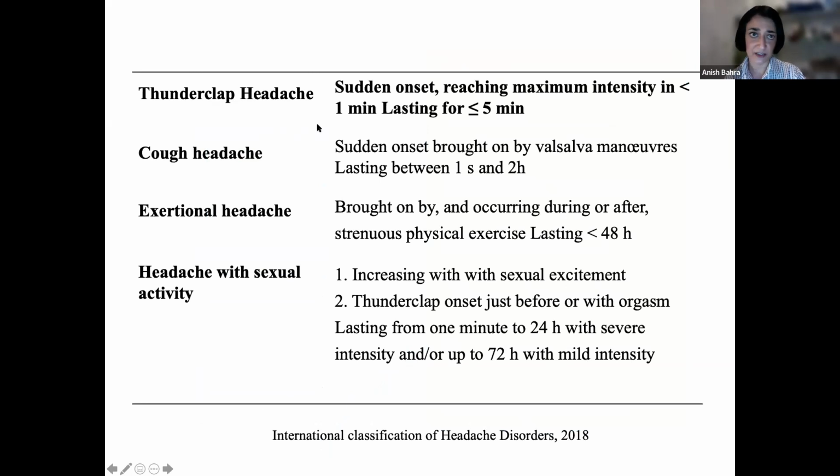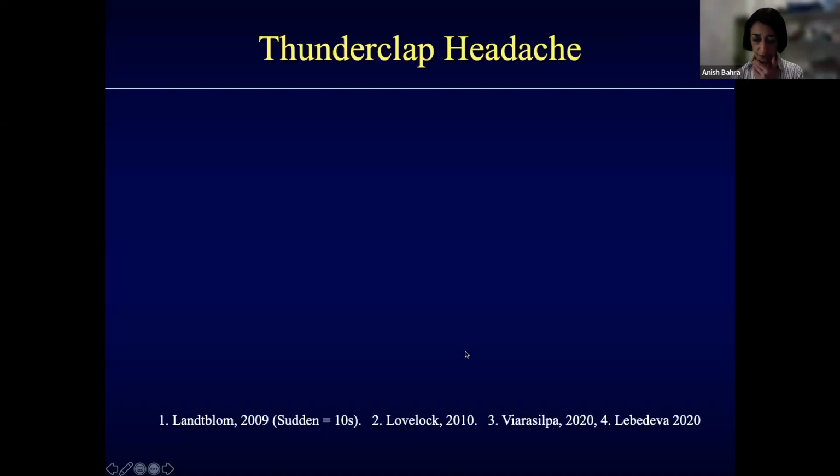So thunderclap headache, this is the current international classification. So this is your sudden onset explosive headache at the back of the head. So the classification here is reaching maximum intensity from within a minute, lasting for less than 5 minutes. And what I'll go through is why actually this isn't correct. This will get about 75% of your thunderclaps. What you really want is a much higher proportion. And if you increase it to 5 minutes, you'd get 95%. So this is the data that I want to go through.